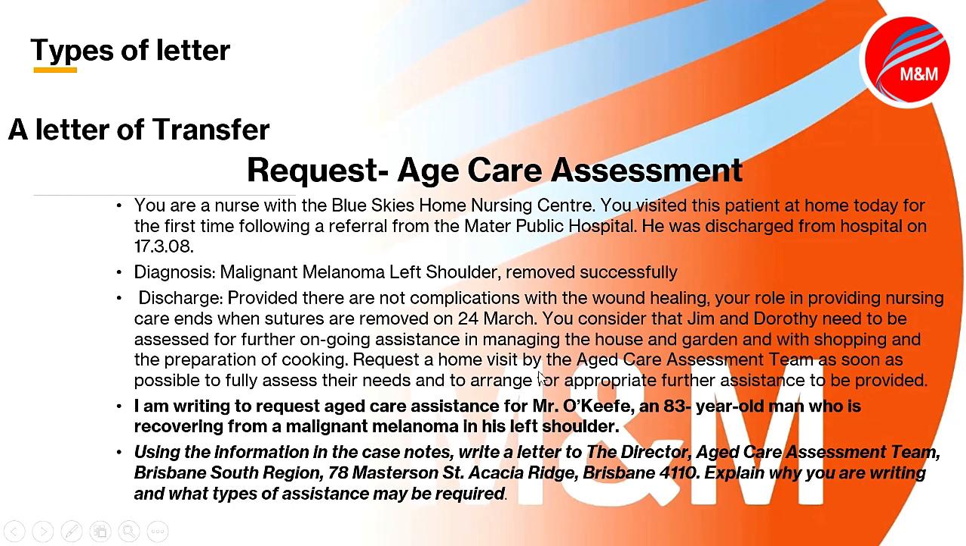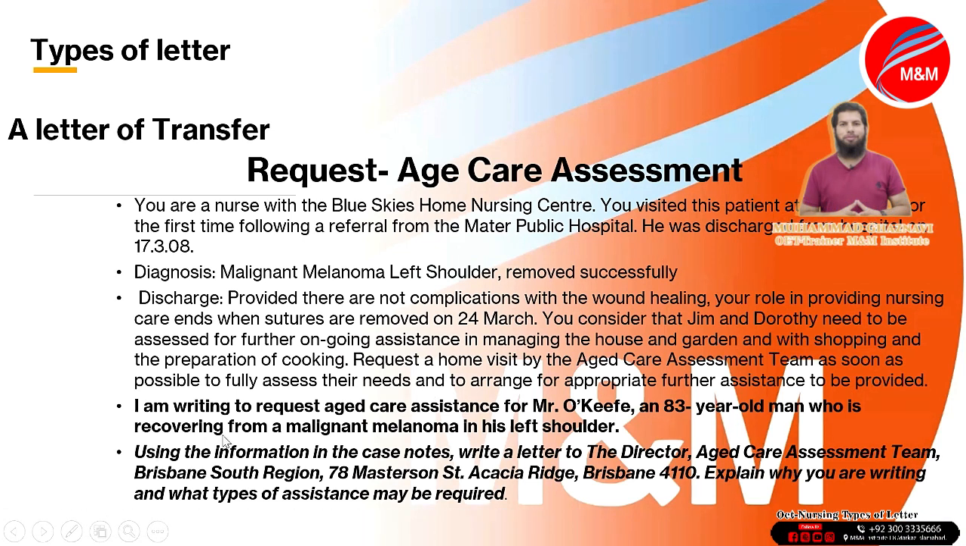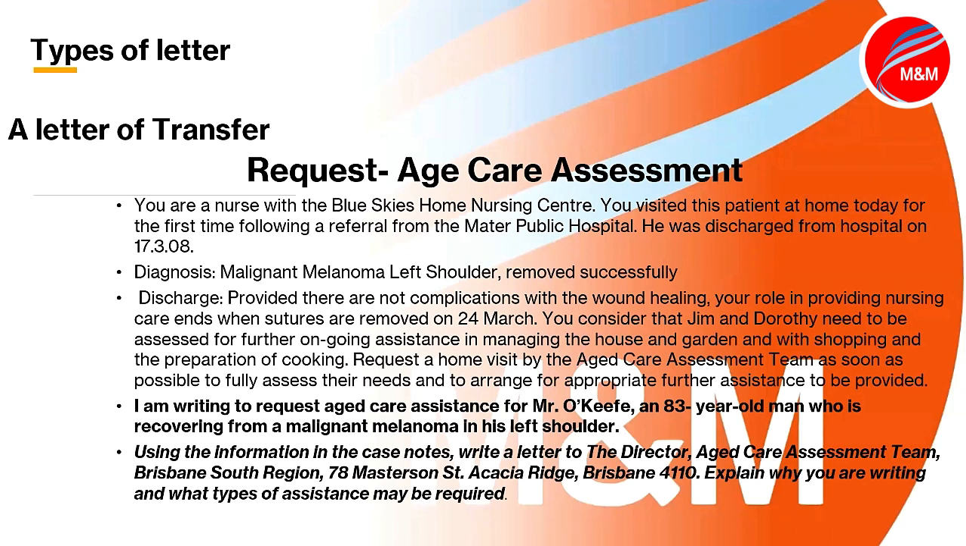Okay. So you can see that we can just write down: I'm writing to request aged care assistance for Mr. XYZ, an 83-year-old man who is recovering from a malignant melanoma in his left shoulder. So basically, we are writing for the aged care assessment to assess the patient's requirements, what would be required back at home. And accordingly, we will see and write it down accordingly, right?